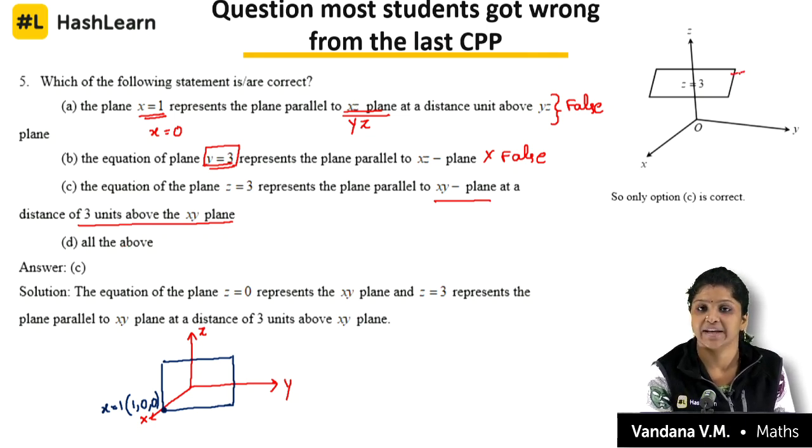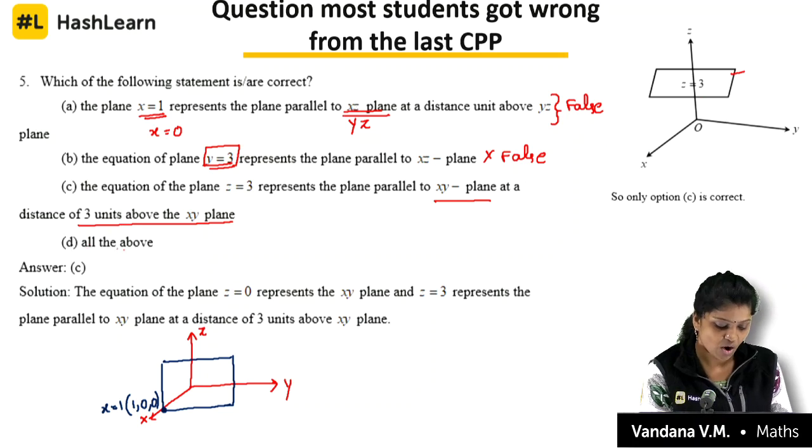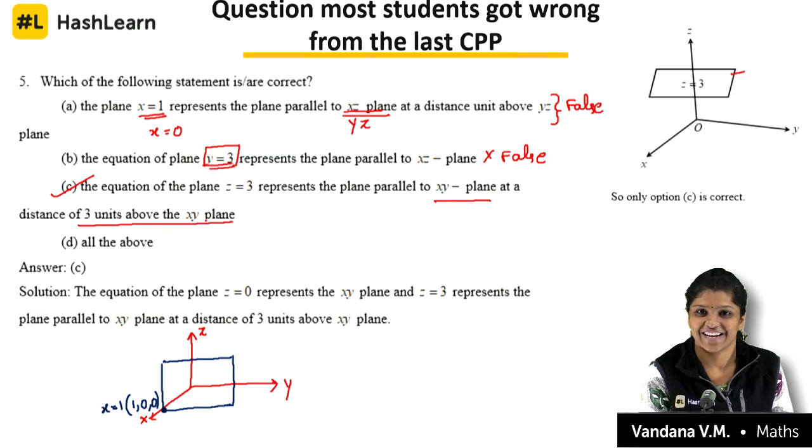Like this you will get the diagram. So, are all the above true? No. So, only option C is correct. Clear children? Any doubts? Okay.